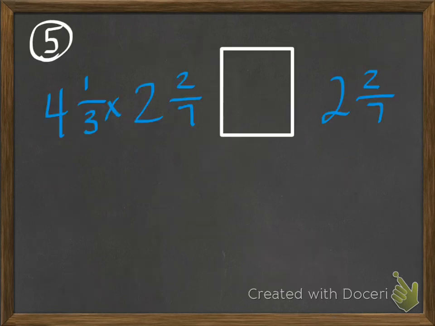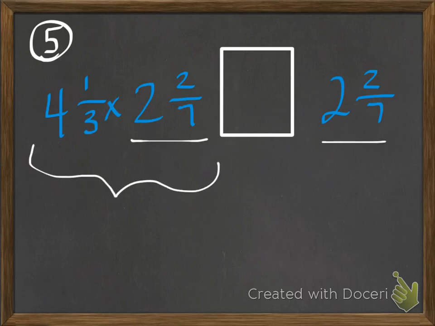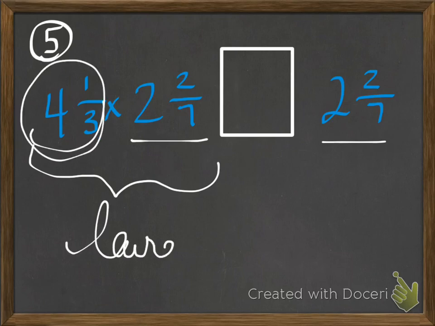Okay, last problem. 4 1/3 times 2 2/7. Compare that with 2 2/7. What's going to happen to this number? Okay, so you're multiplying times a mixed number, which means it's going to get larger. So it's going to be bigger on this side.